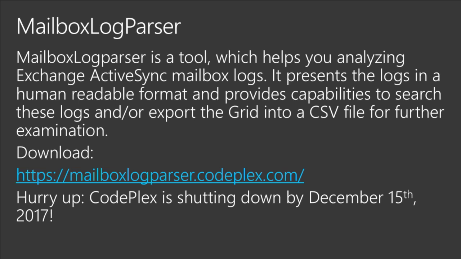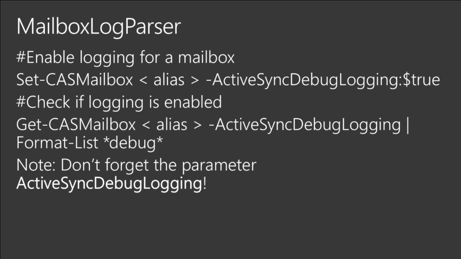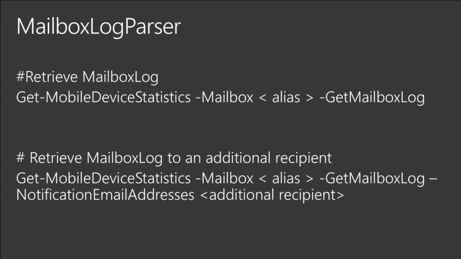Mailbox LogParser is a tool made for reading ActiveSync debug logging. ActiveSync debug logging can be enabled on mailbox level, and then you can retrieve some data from the mailbox, the point of view from the Exchange side. You can enable it and retrieve the data. It's just a plain text log file, but to have a nice formatting, you download the Mailbox LogParser and import it there. It gives you a nice list and also a raw view where you can really just search.